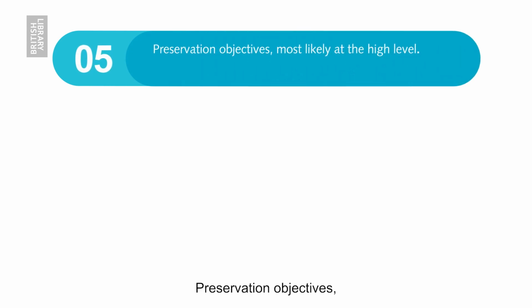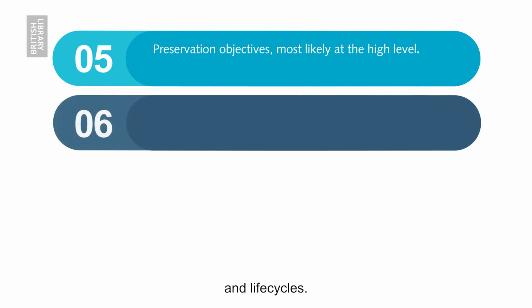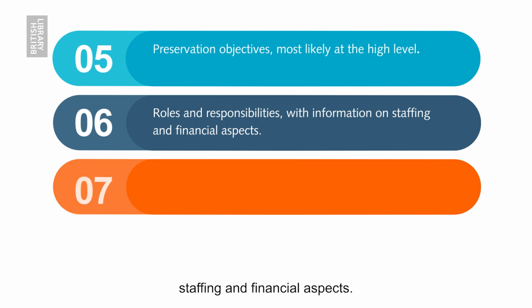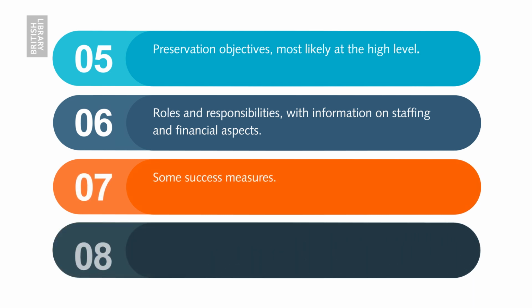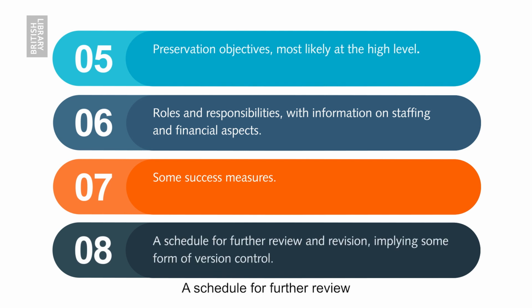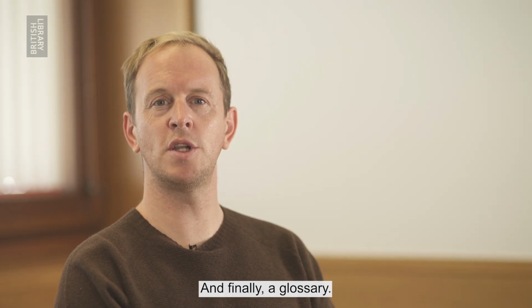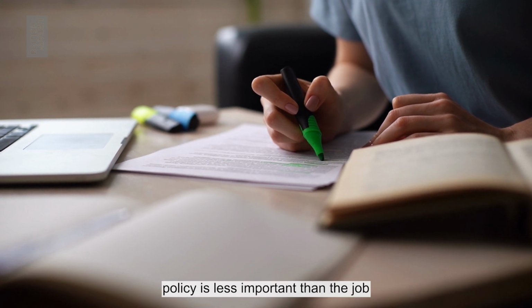preservation objectives, most likely at the high level, although some published policies do go into some detail about specific collections and life cycles. A section on roles and responsibilities, perhaps including information on staffing and financial aspects. Some success measures. A schedule for further review and revision, implying at least some form of version control. And finally, a glossary.